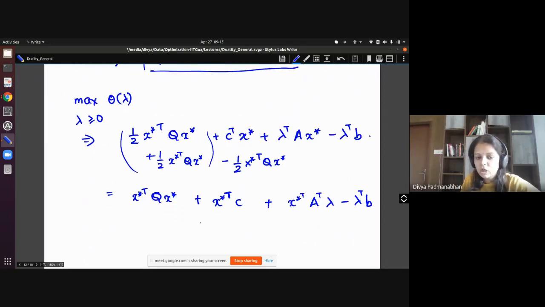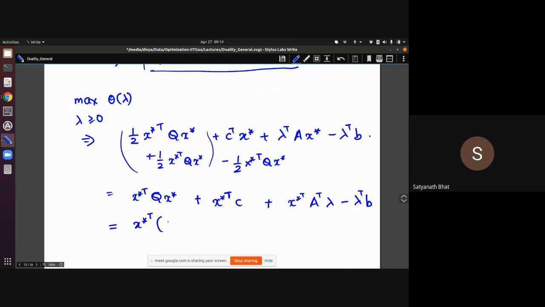Here what I can do now is take out the common terms. I'm just trying to simplify the objective a little more. So what I'm going to get is x star.